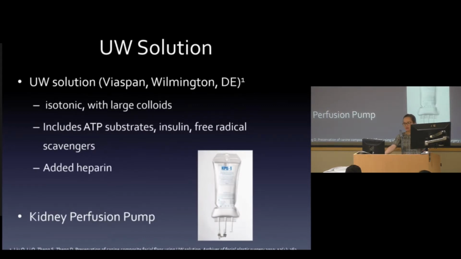So armed with this prior literature, we decided to proceed. Based on the literature and also on availability, we used University of Wisconsin solution as our perfusate. This is an isotonic solution that has large colloids to prevent third spacing. It includes ATP substrates, insulin, and free radical scavengers. And we added heparin to it at a bolus weight-based dosing of 70 to 100 units per kilogram, which is kind of the heparin bolus we would give someone prior to free flap transfer.